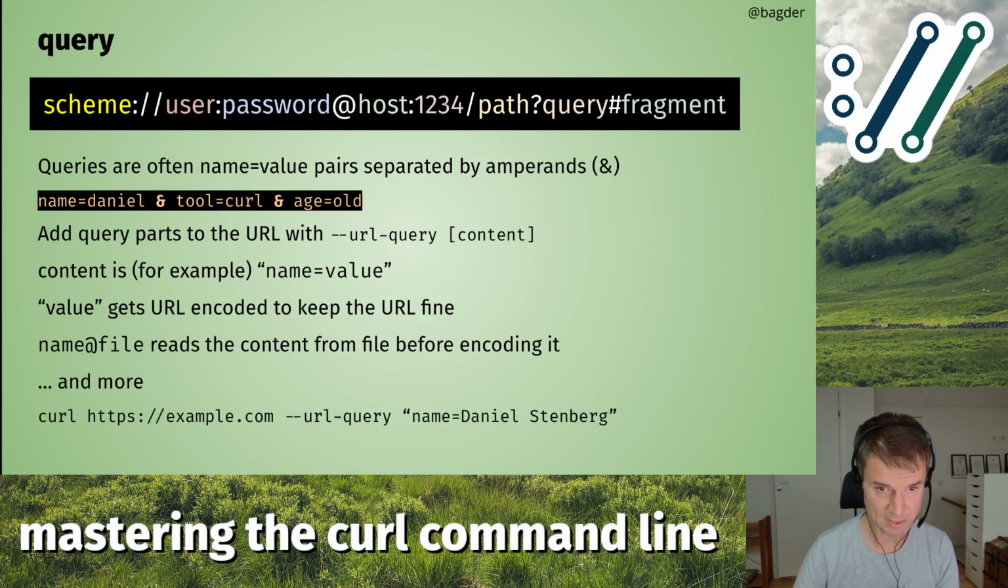For example, like this, if you go to example.com but you want to add a query that says name is Daniel Stenberg, and I used this example just because it has a space in there, so the space will be URL encoded.